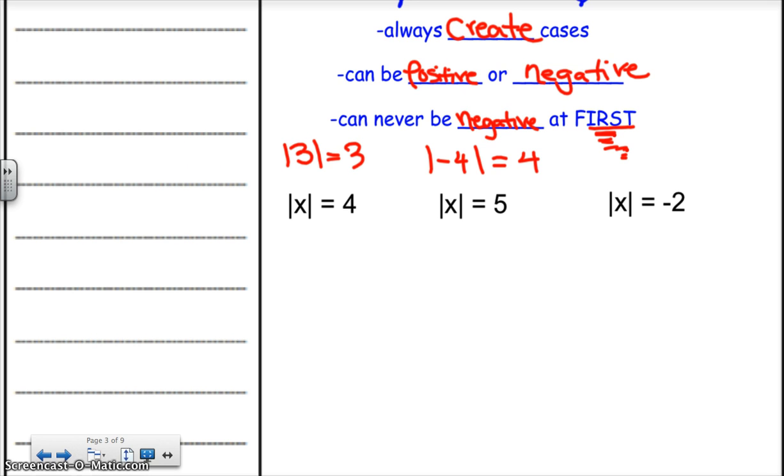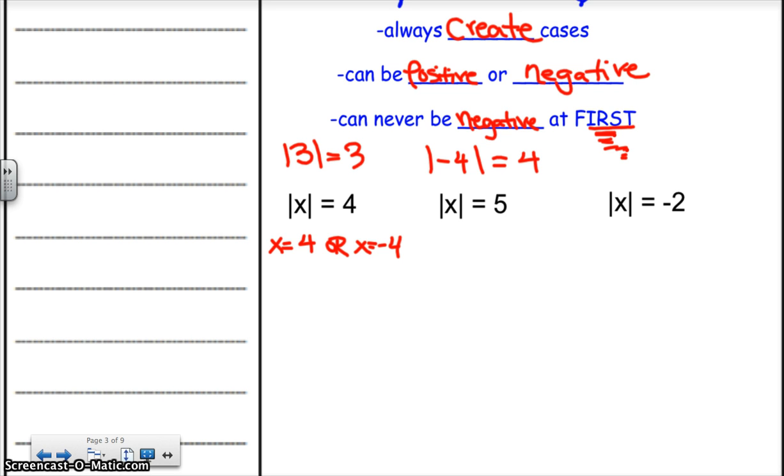This says the absolute value of x is 4. Solve for x. So what it's really saying is, what is 4 away from 0? 4. Or negative 4. Yes, there's our cases. x can equal 4, because 4 is 4 away from 0, or x can equal negative 4. All that says is, what is 4 away from 0?